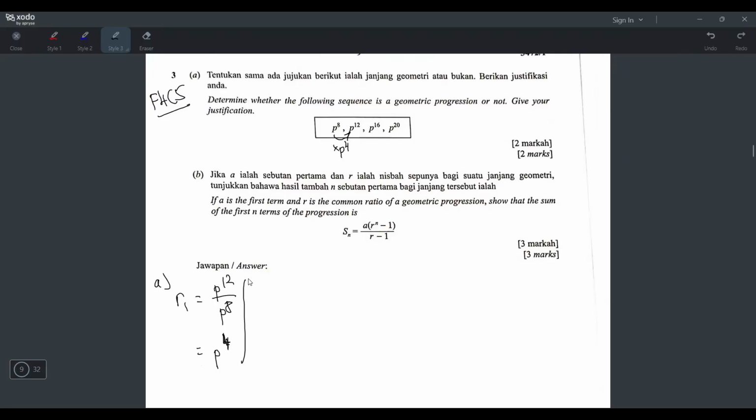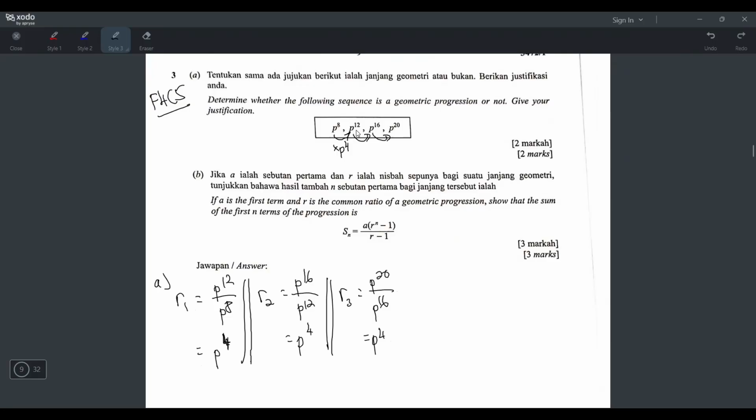But you're not trying to find the R now, you're trying to prove whether it's geometric or not. So you have to find the R2 and the R3, because you're trying to see whether they are all equal, whether they are all the same or not. The next one will be P power 16 over P power 12, and you end up getting P power 4 also, because 16 minus 12 is 4. And then R3 will be P power 20 divided by P power 16, and you end up getting P power 4 also, because 20 minus 16 is 4. So as you can see, all the R here is the same. So this is really the common ratio.